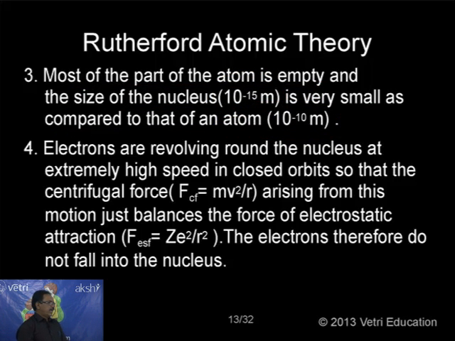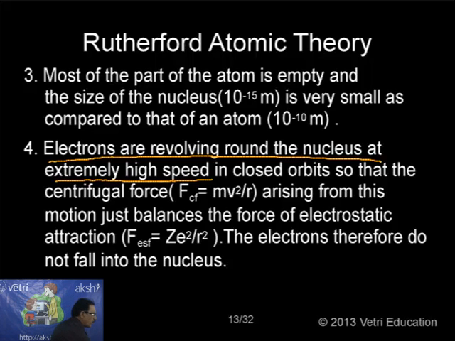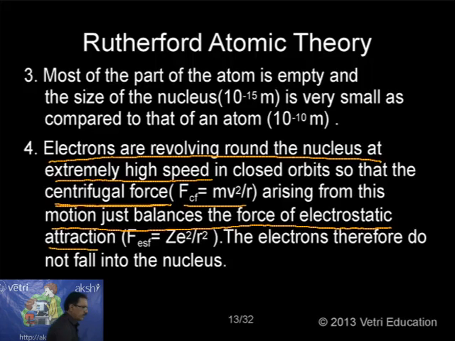Number four. The electrons are revolving around the nucleus at extremely high speed in closed orbits, so that the centrifugal force arises due to the motion. Let me repeat again. Electrons are revolving around the nucleus at extremely high speed in closed orbits so that the centrifugal force, given as F equal to mv squared by r, m mass, v velocity, r radius, arising from this motion just balances the force of electrostatic attraction, because the center is the positive nucleus and the outer is the negative electron, so it is attracted. The electrostatic force is acting between them. The value is given as F equal to z e squared by r square.